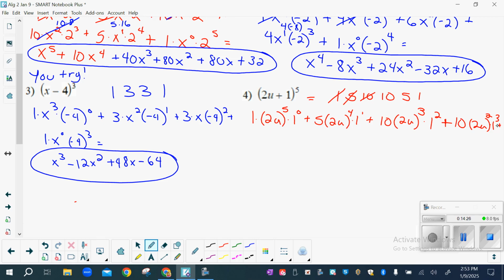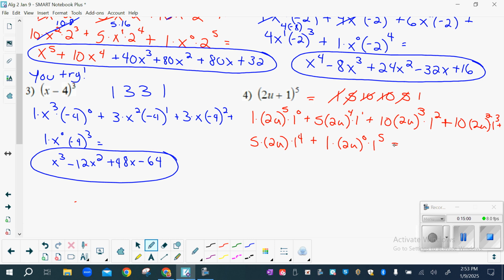So then my next term is 5 times 2u to the 4th times 1, and then 1 times 2u to the 0 times 1 to the 5th. So, simplifying it, pay attention here. What is 2u to the 5th equal to? 2u quantity to the 5th, because I put parentheses there, so I have to take the whole 2u to the 5th.